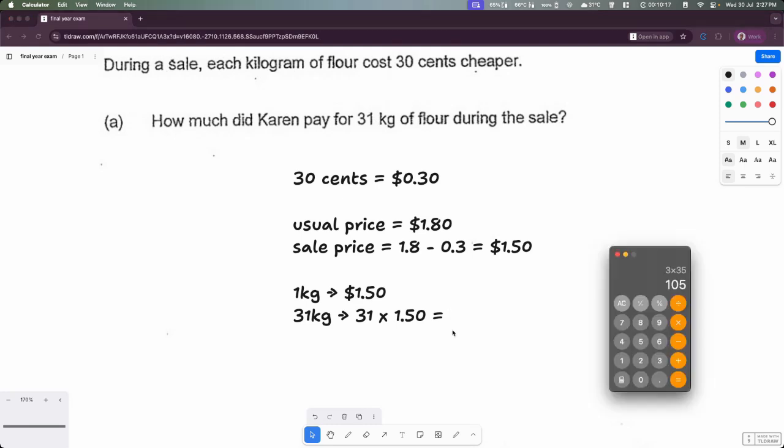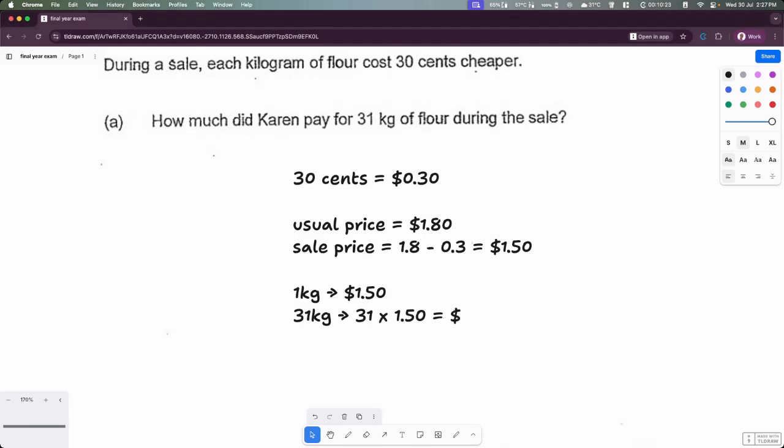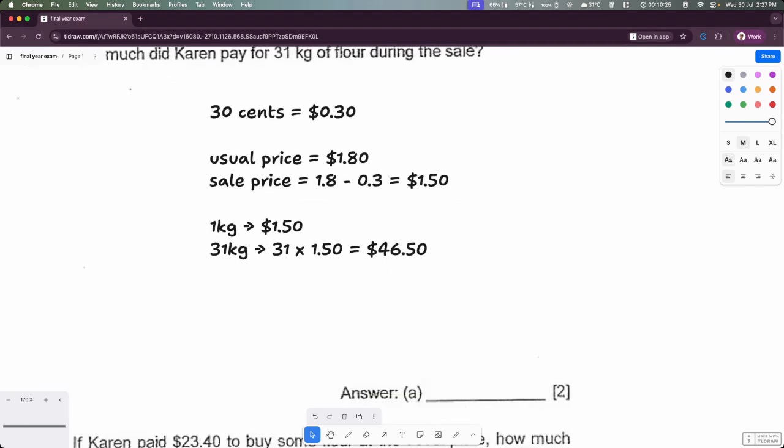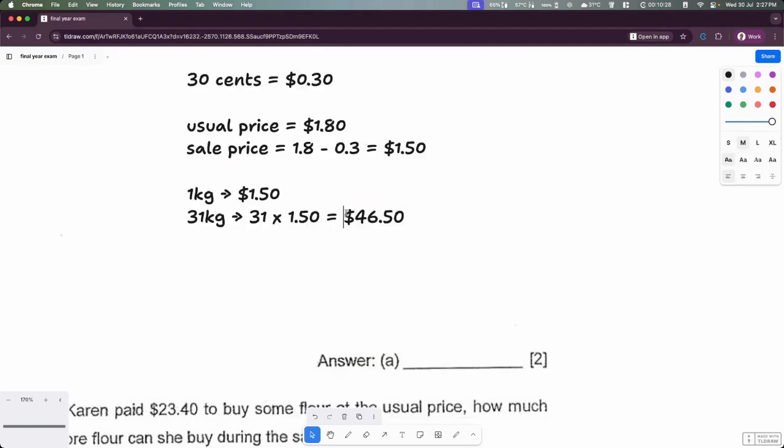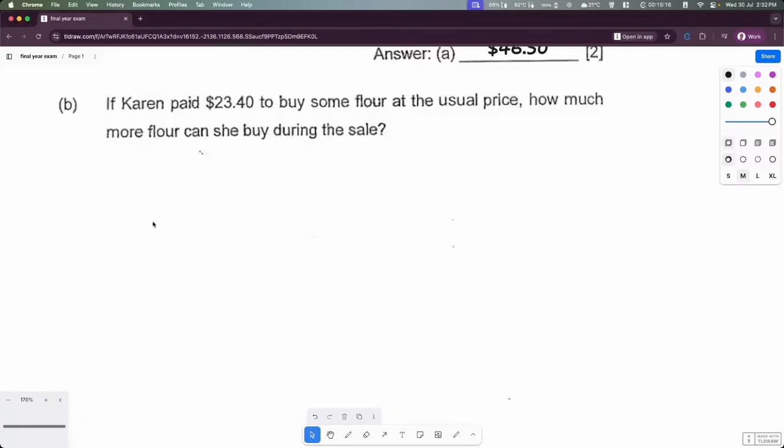So let's double confirm that. 31 times 1.5, this is $46.50 in this case over here, right? There you go. So this is the answer, $46.50. Okay. All right, part B.